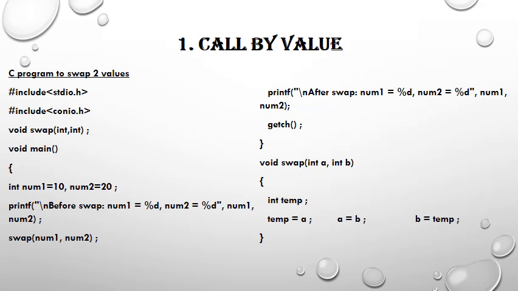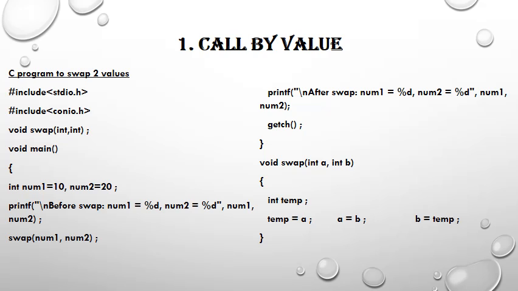In the main function, we declare two variables num1 and num2, with values 10 and 20. Before swapping and after swapping, we are going to print the values. So printf before swapping, the two values num1 and num2 are printed. Then you make a call to the function swap, right? The function takes the arguments as num1 and num2.